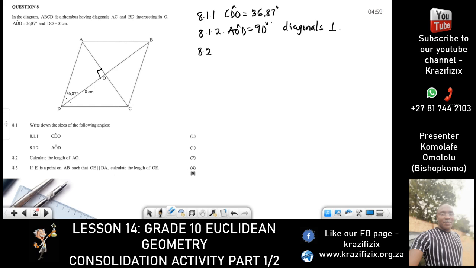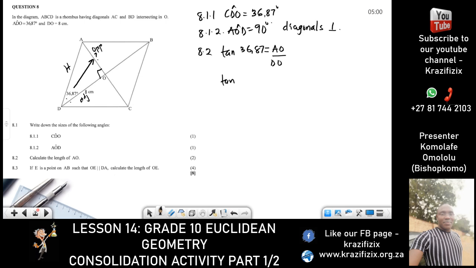8.2. Calculate the length of AO. Alright, so what we see there is a right angle triangle, and this side becomes my opposite. This side is the hypotenuse and this side is the adjacent. Remember the 90 degrees there, which means we can use our trig ratio, opposite over adjacent, tan. Can we then say that tan 36,87 will be opposite over the adjacent DO?